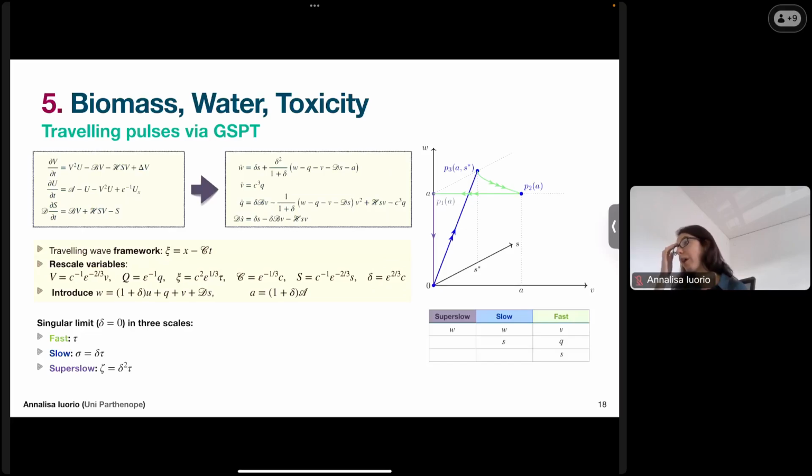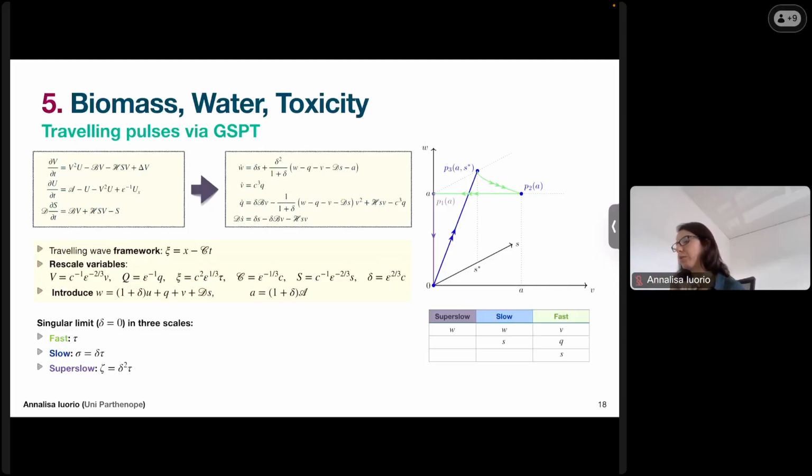And your traveling pulse, that is, again, in the dynamical systems framework, a homoclinic orbit, homoclinic to an equilibrium of the full system, will look like this in the singular limit. So the skeleton of our traveling pulse will look like this. Your equilibrium, that you want to construct an orbit homoclinic to, is located at W = A, V = 0, S = 0.